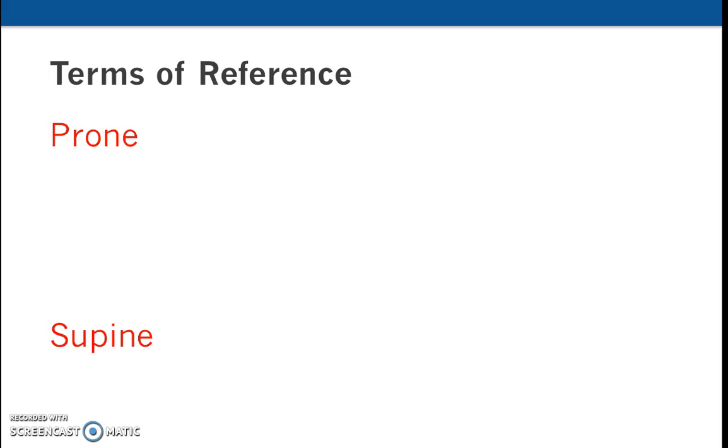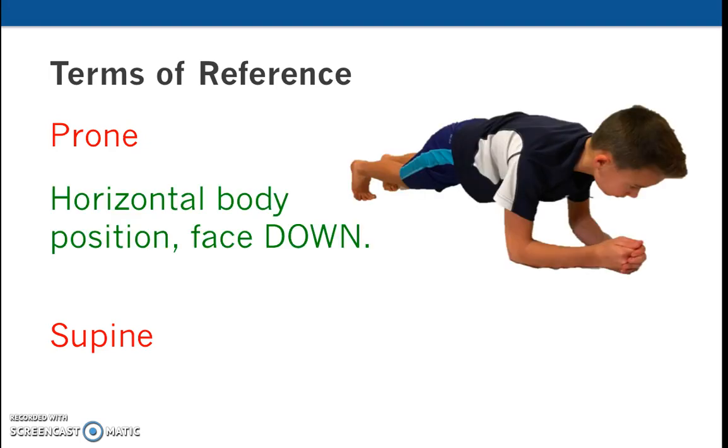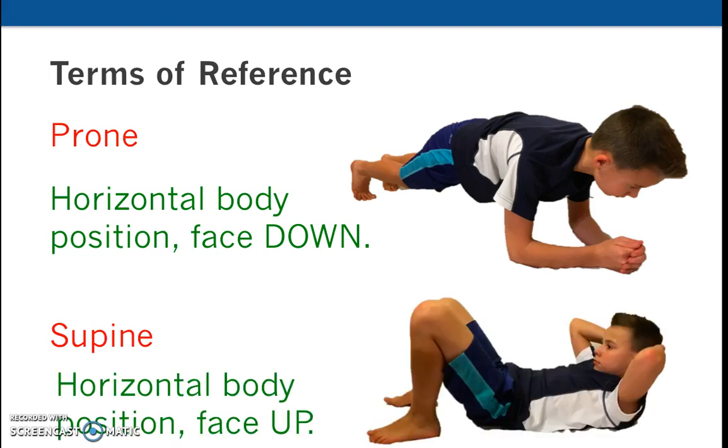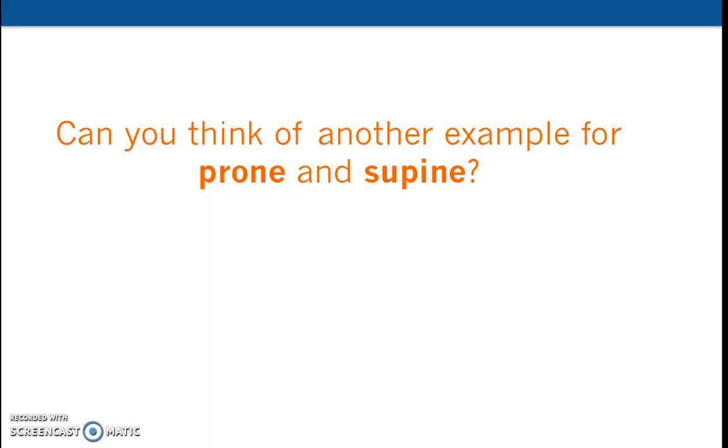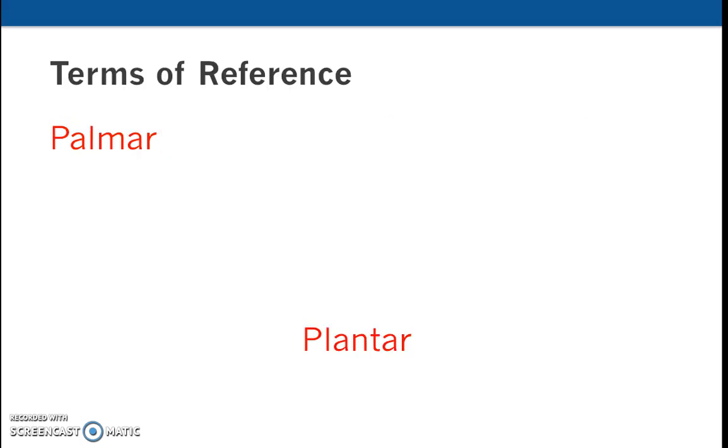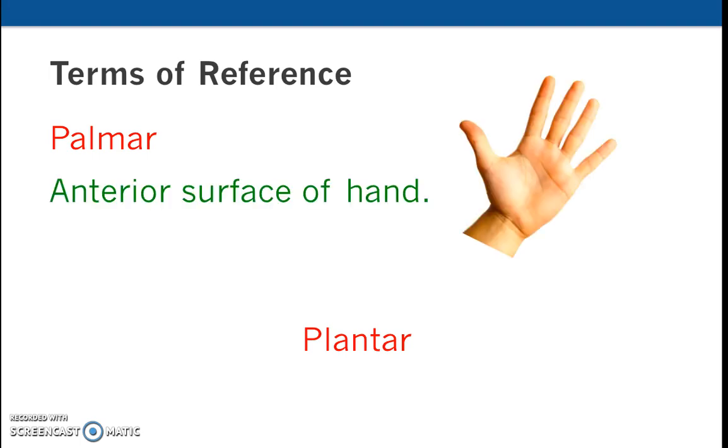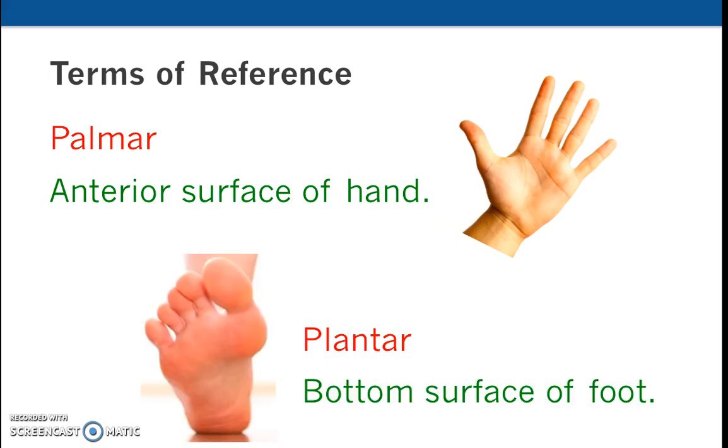Prone and supine are terms of reference that describe the body's horizontal position in relation to gravity. If you are prone, you are in a horizontal position face down, for example, in a plank. If you are supine, you are in a horizontal position face up, for example, when doing an abdominal crunch. Pause the video and think of another example of a prone exercise and a supine exercise. Finally, the term palmar refers to the anterior surface or palm of the hand, and the term plantar refers to the bottom or sole of the foot.